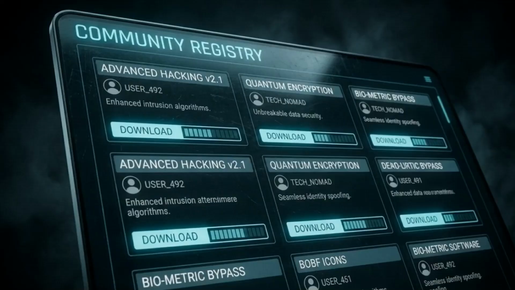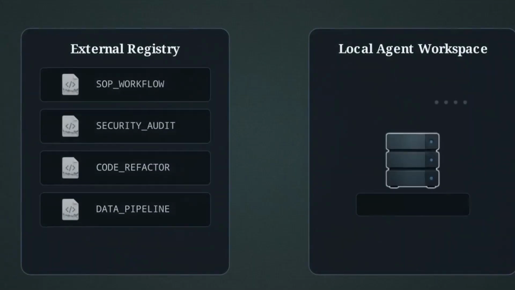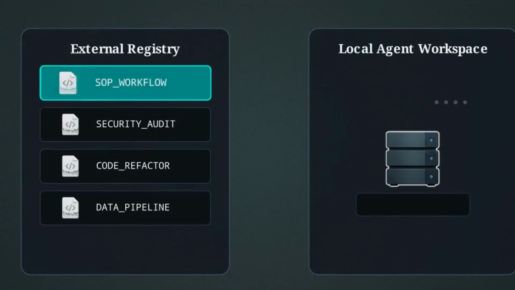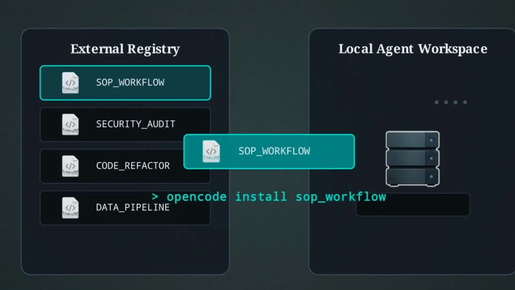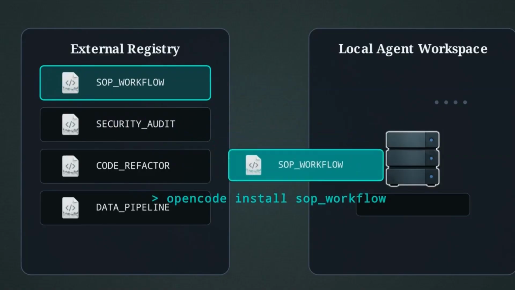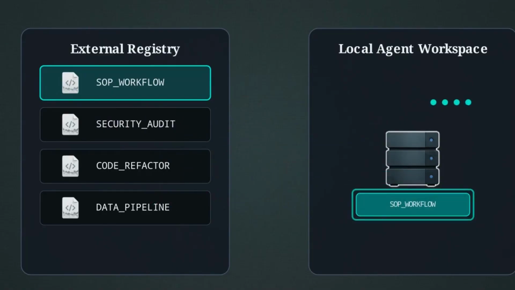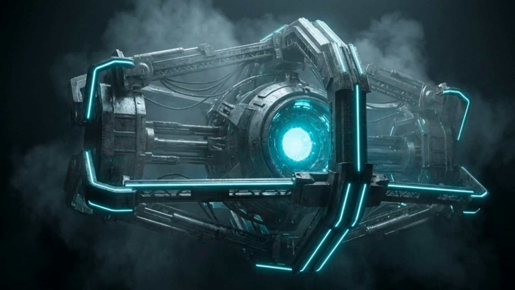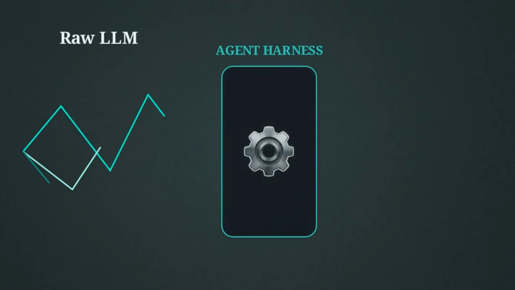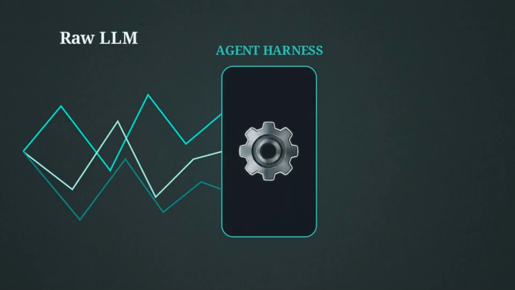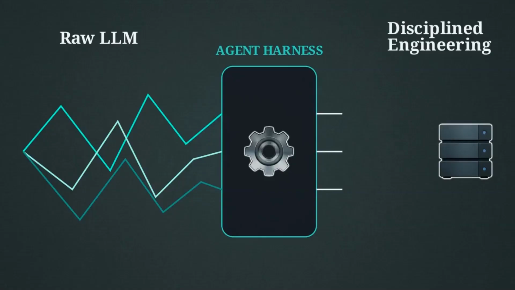Beyond defining internal project rules, true scale comes from absorbing external, community-driven capabilities. OpenCode natively integrates with external registries, allowing you to browse and import predefined standard operating procedures right into your workspace. A single installation command embeds a highly structured, community-tested workflow directly into the agent's brain. These deployable skills act as an agent harness. They provide the rigid guidance needed to bridge the gap between raw LLM intelligence and disciplined, repeatable engineering.